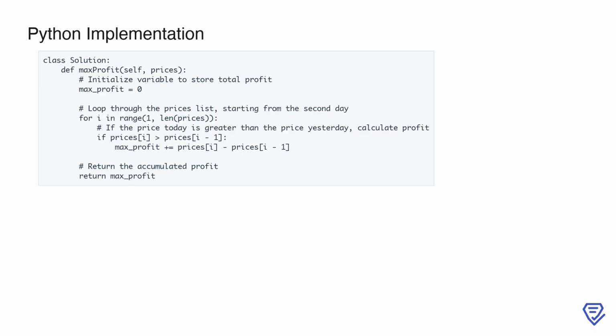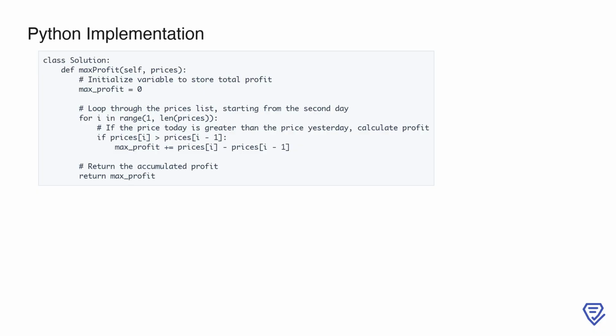Here's how the solution works. 1. Initialization. We start by initializing a variable max_profit to 0. This variable will store the cumulative profit as we traverse the price array. 2. Iterate through prices. Using a for loop, we iterate through the prices list starting from the second day, i equals 1. This allows us to compare each day's price with the previous day's price.